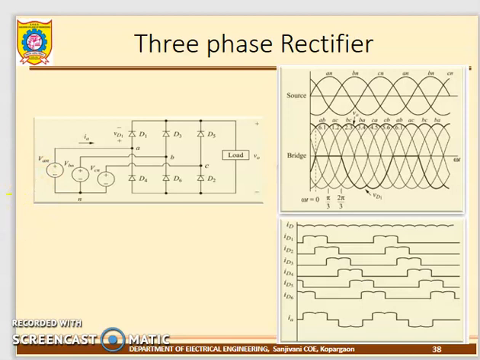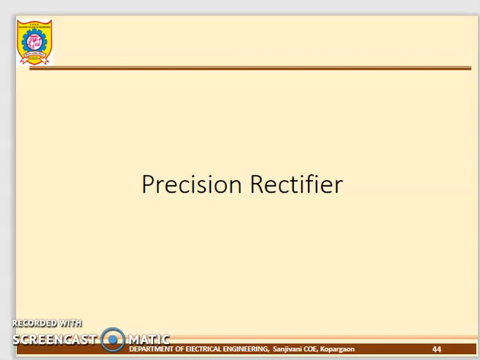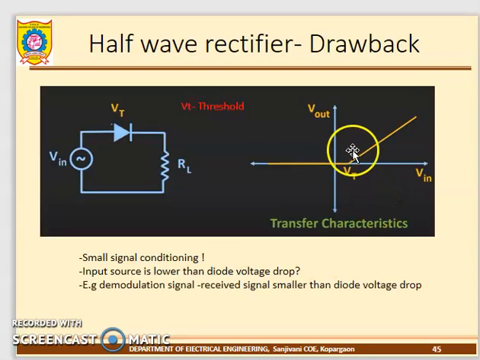Okay, the next one, precision rectifiers. Why do we go for the precision rectifier? The half-wave diode rectifier has a drawback. What is the drawback? It takes the threshold voltage. What is the threshold value? 0.7 volt, a very small 0.7 volt. Yes, it is a problem. In signal conditioning applications as well as demodulation circuits, even that 0.7 is important. So that is the threshold.